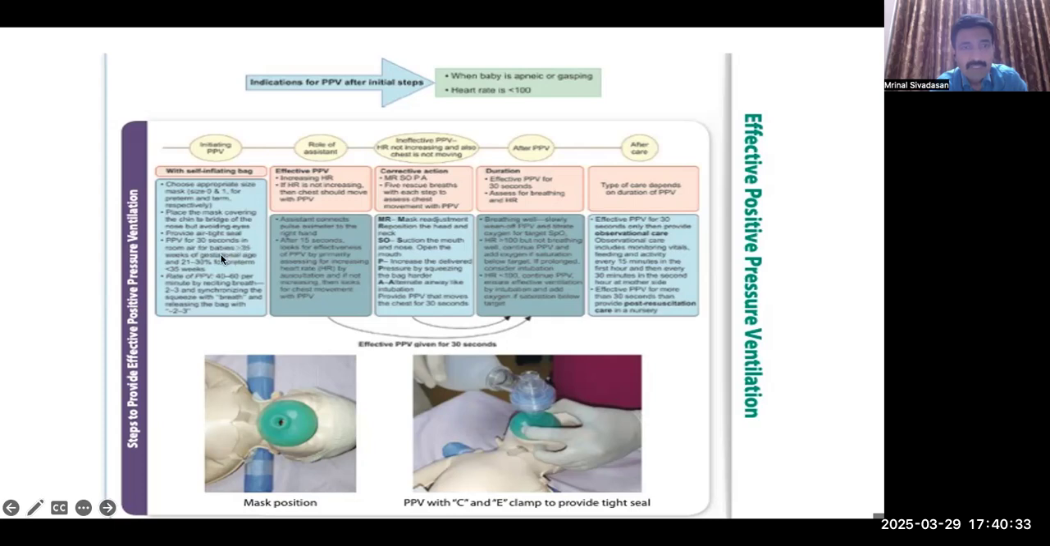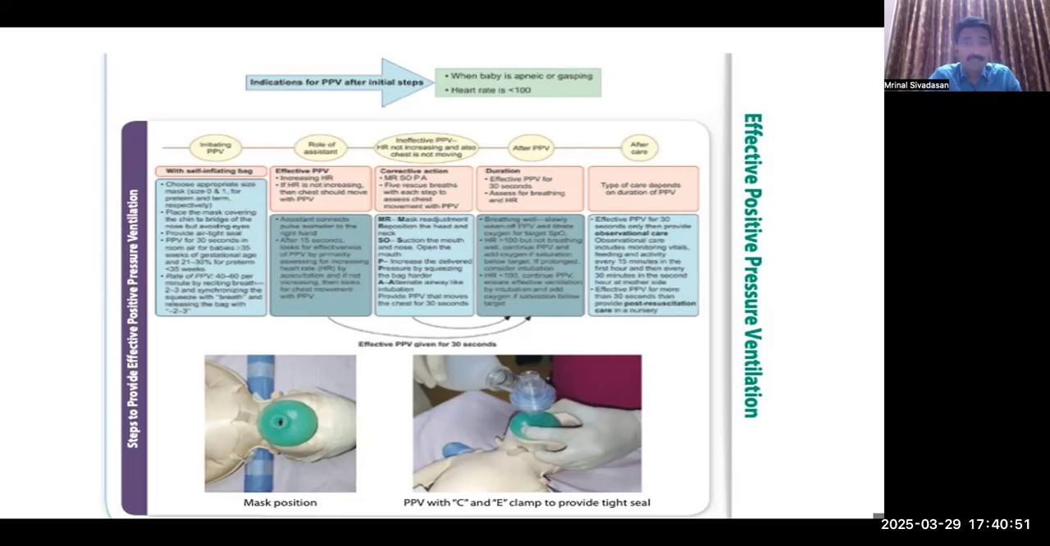If the baby is more than 35 weeks gestation, then give FiO2 21 to 30%. If the baby is preterm, less than 35 weeks, then you give FiO2 of between 21 to 30%. So if the baby is term or more than 35 weeks, then you resuscitate with room air.